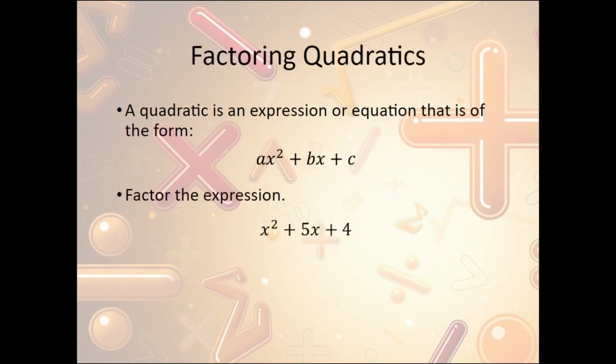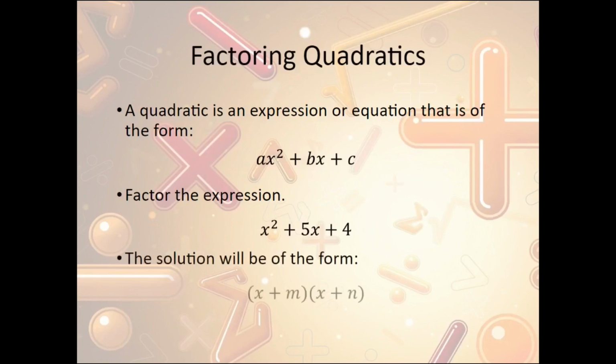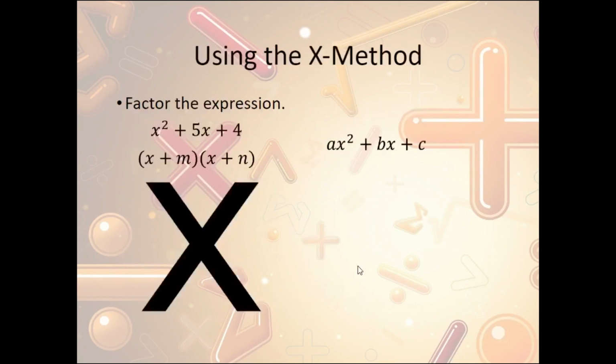So if I asked you to factor this quadratic, x squared plus 5x plus 4, the solution is going to be of this form: x plus m times x plus n, and m and n will be some numbers. So we need to figure out what numbers need to go in these two spots. And the way we do it is by using the x method. So we're looking at the same question, and here's what we do.